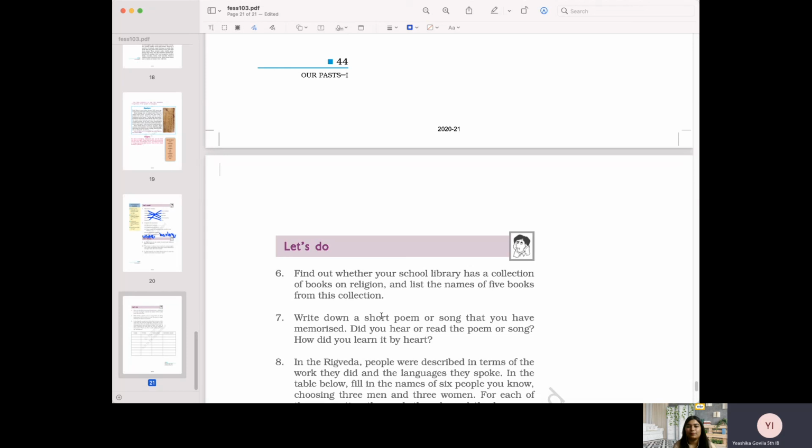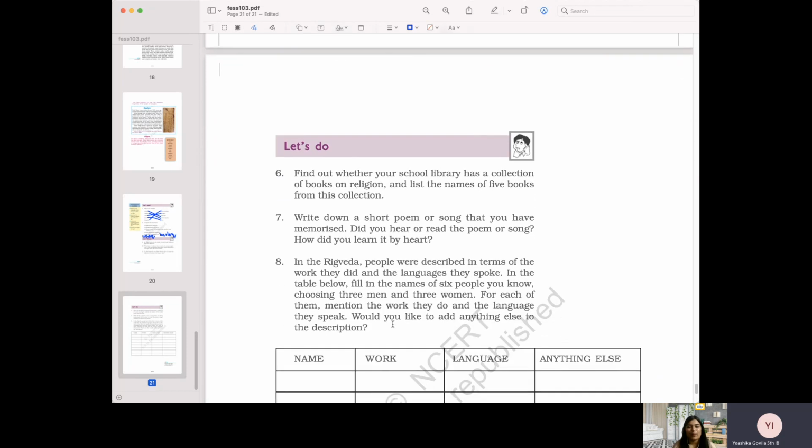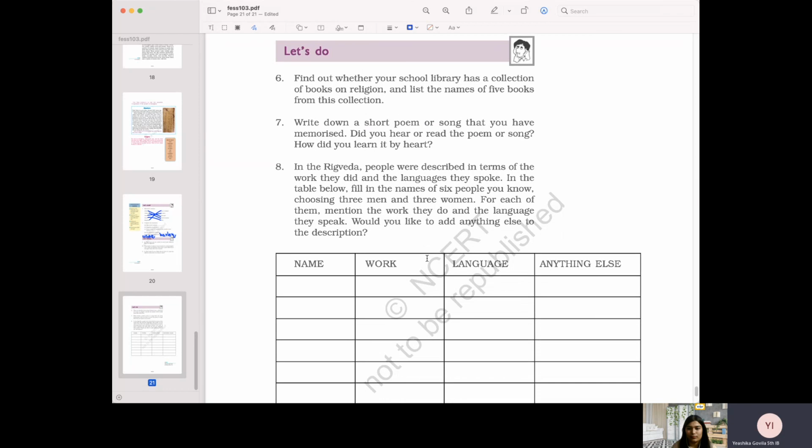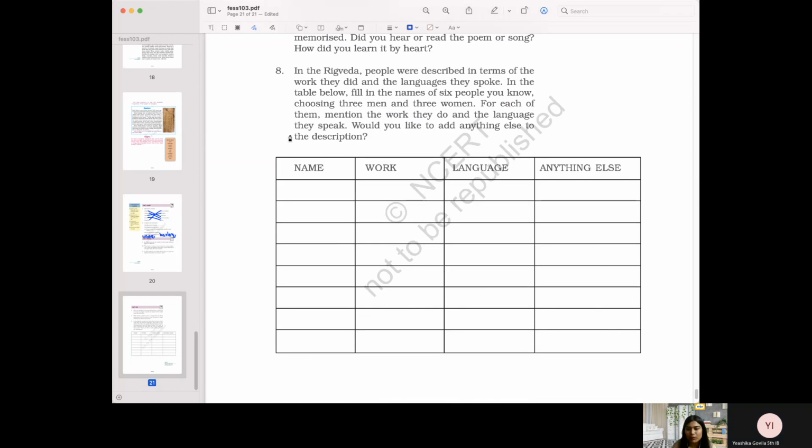Find out whether your school library has it. Write down a short poem or song that you have memorized. This you can do as a homework activity. You can just write a short poem. Next, there is a table where people are described in terms of the work they did. In this question, you have to just fill the name of six people you know. Choose three men and three women. And then for each of them, mention their work, the language in which they speak, and any remarks. That's all.